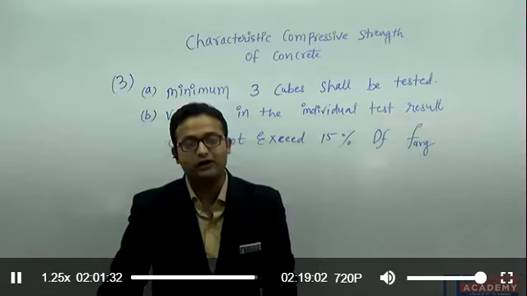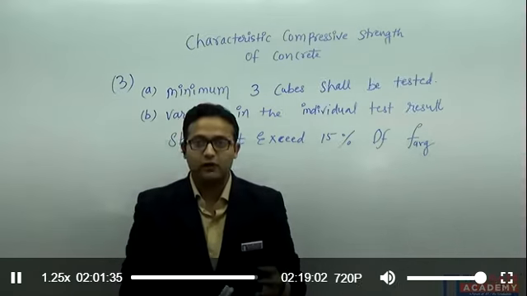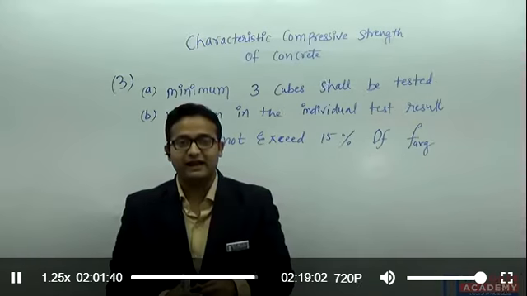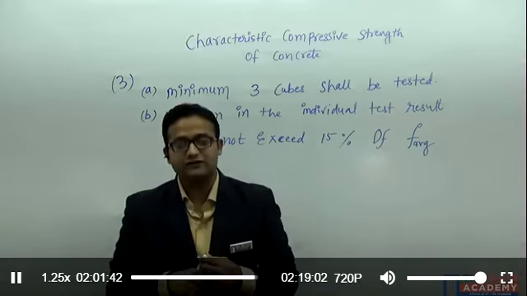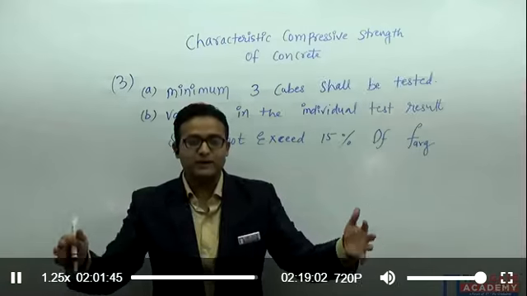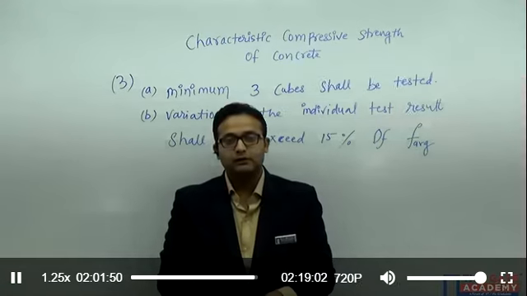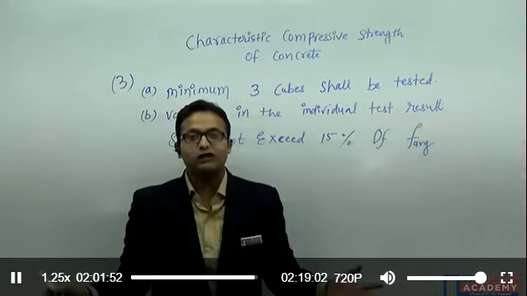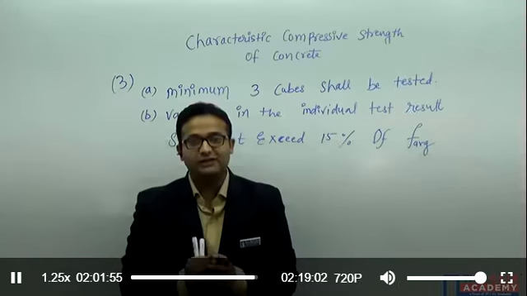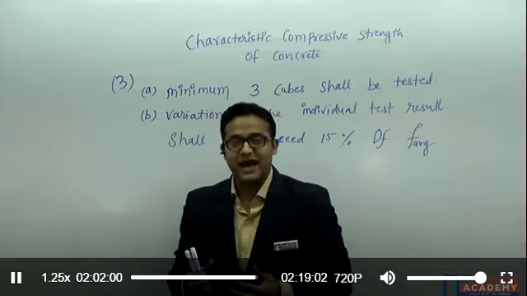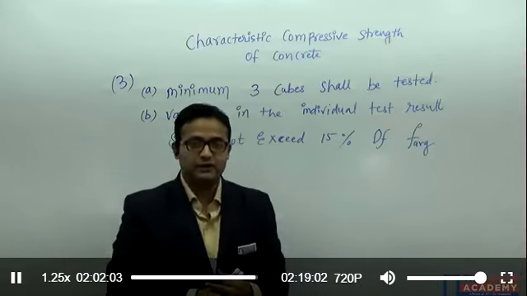At one location in the concrete, the water cement ratio may be different from another location. So I take a minimum of 3 cubes from different locations of the concrete. Suppose this much concrete you have prepared, so minimum 3 cubes I will prepare, and I assume these 3 cubes will show the property of the whole concrete. If I take only 1 cube, it will not show the property of the whole concrete. As per the IS code, minimum 3 cubes shall be tested, right?